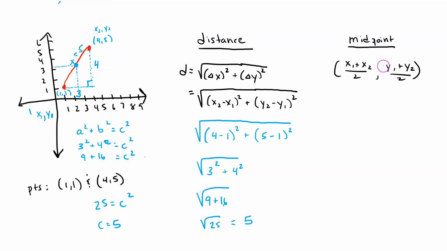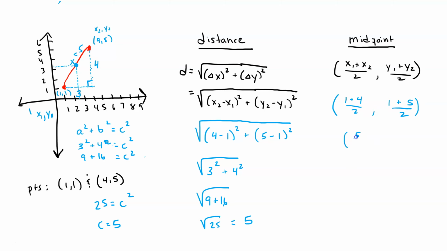What this formula is essentially telling us to do is take an average of your x coordinates and take an average of your y coordinates. Because if you're taking an average of two things, x1 and x2, you have to divide by 2. And then same thing with the y coordinates. You're taking an average of two things. You add them together, divide by 2. So x1 plus x2, x1 is 1, x2 is 4, divide by 2. y1 is 1, y2 is 5, divide by 2.